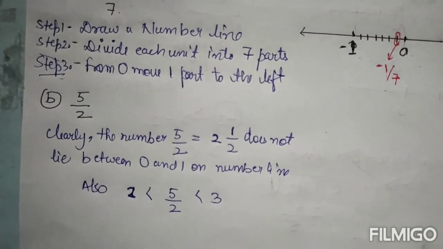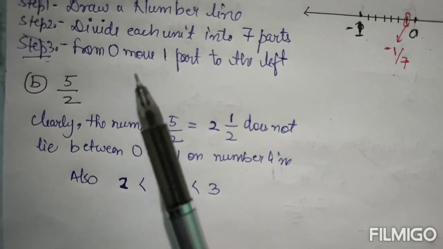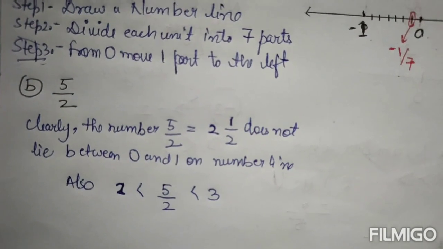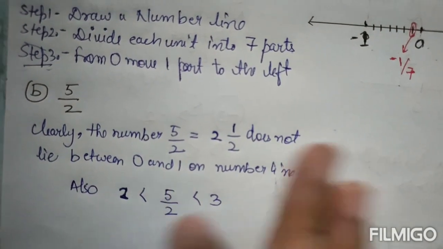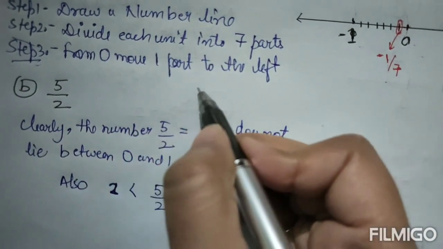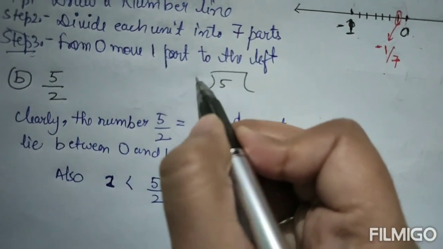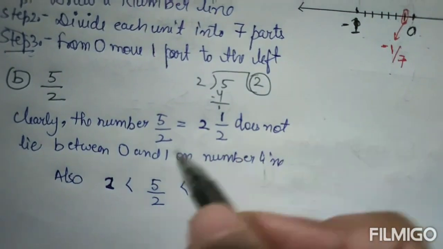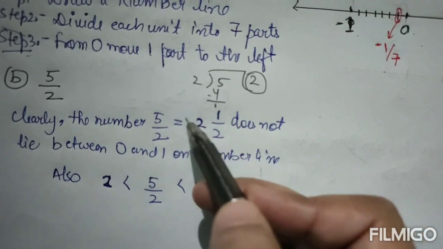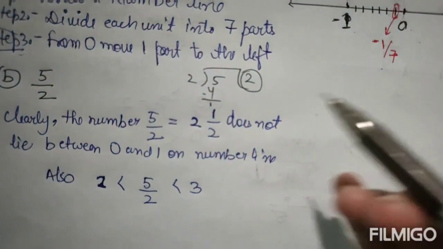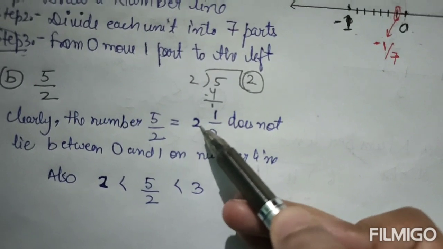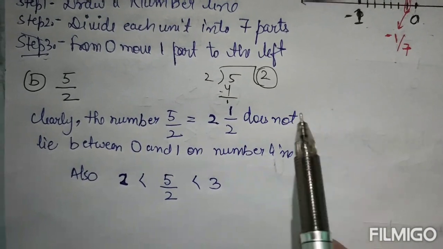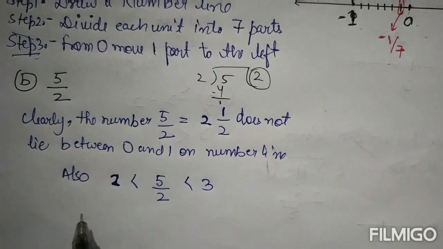Next you have to represent 5/2 on the number line. Now, here the numerator is greater than the denominator, so obviously it will not lie between 0 and 1. Clearly? Now to check between which numbers it lies: divide, 2 twos are 4, remainder 1. That means when you write it as a mixed fraction, you will get 2 1/2. That means it will lie between 2 and 3, obviously. So it will lie between 2 and 3.